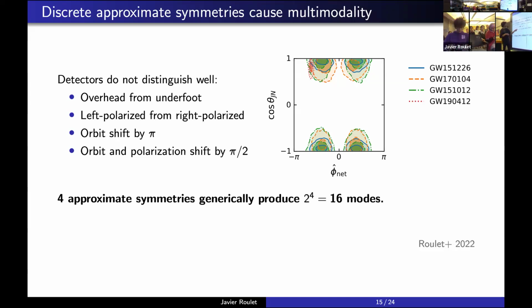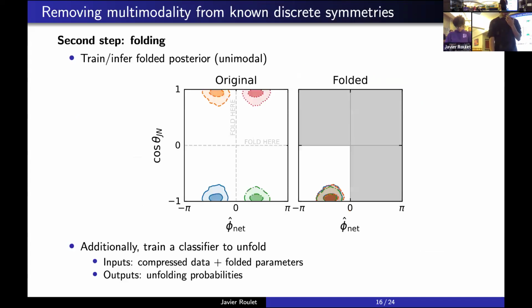And if you shift the orbit by pi over 2, but also the polarization by pi over 2, the gravitational wave flips signs, but the response of the detector also flips signs, and then it's also another symmetry. So these 4 symmetries give you in general 16 modes of the posterior, which appears hard to do, but we can use to our advantage that we know exactly these symmetries.